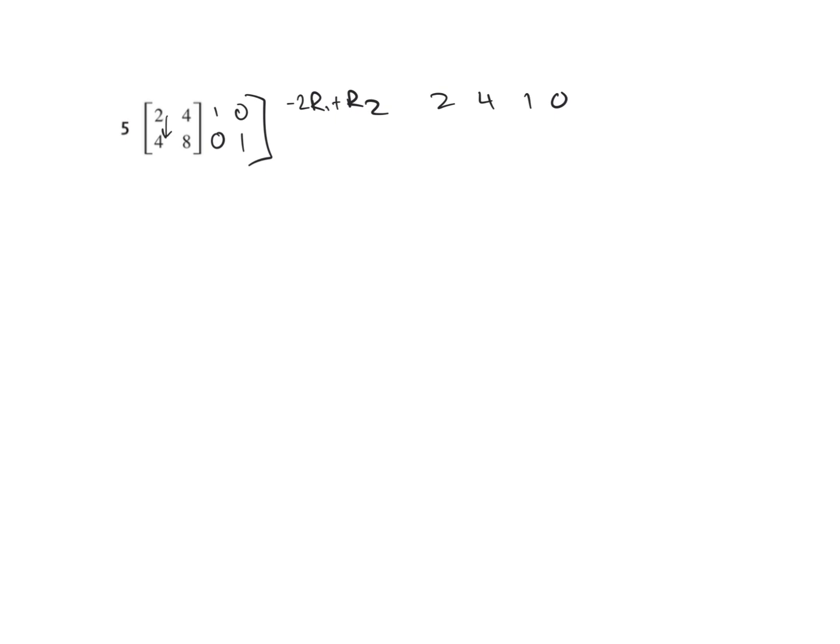Okay, so here's number 5. Now let's go ahead and put the identity matrix with it. Okay, and now what are we going to do? Let's just take 1/2 of row 1, or we can go ahead and get rid of the 4 first. Let's do negative 2 row 1 plus row 2. So we have 2, 4, 1, 0. And negative 2 times 2 is negative 4 plus 4 is 0. Negative 8 plus 8 is 0. Negative 2 plus 0 is 0. And negative 2 times 0 is 0 plus 1 is 1.